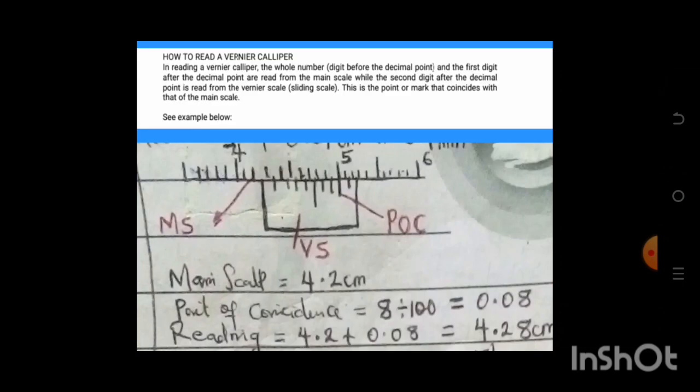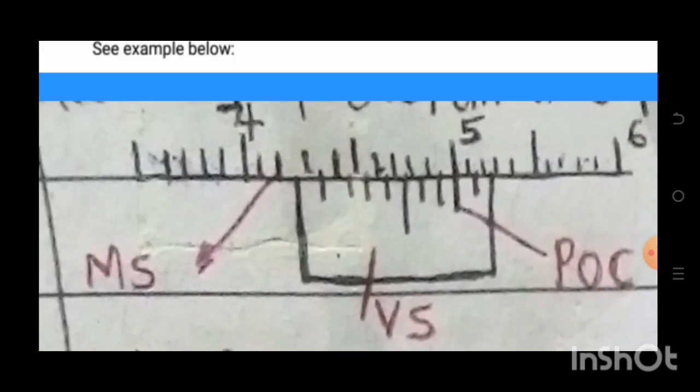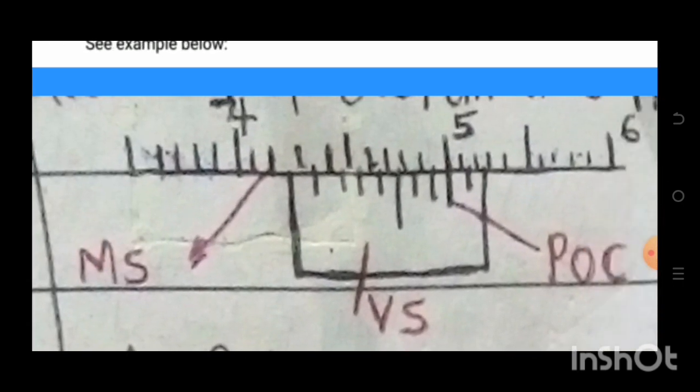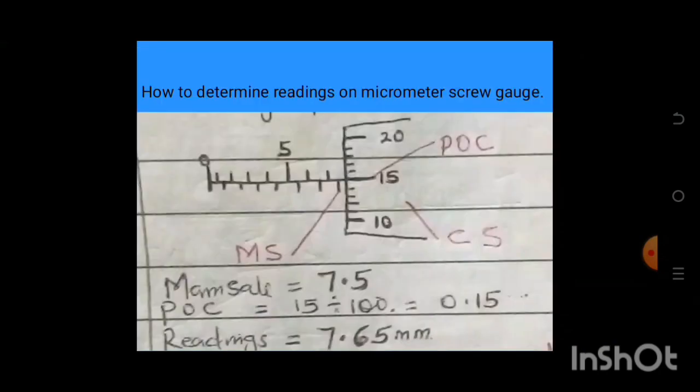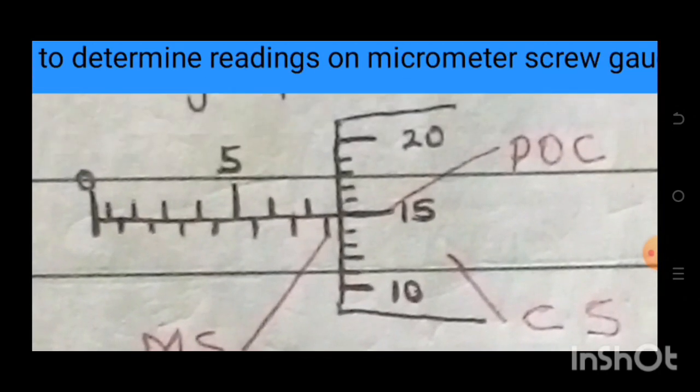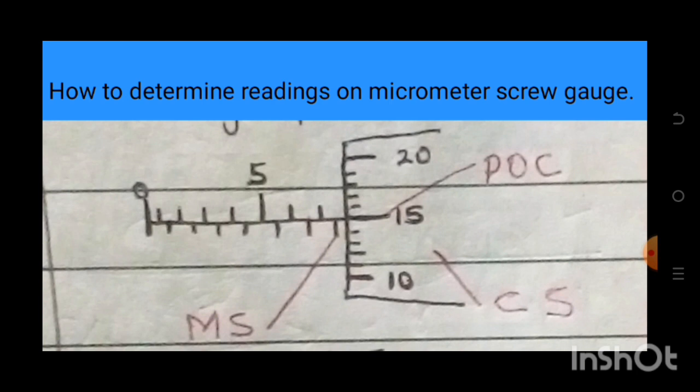Now let's look at the micrometer screw gauge. For the micrometer screw gauge, you discover that we have 0, 5, and so on like that. So there is the main scale, then we have the CS, which we call the thimble scale. We have the thimble scale, the CS, then we have the point of coincidence.